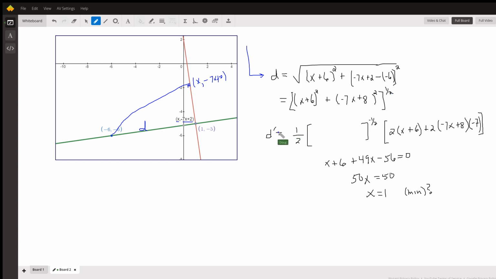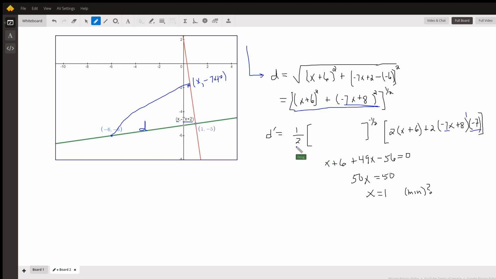If I want to find the derivative and set it equal to 0, I'm finding the critical numbers that will either minimize or maximize this distance. So power rule: move the 1/2 down front, reduce the exponent by 1, multiply by the derivative of the inside. The derivative of (x plus 6) squared is 2 times (x plus 6). The derivative of this term is put the 2 down front, -6x plus 8, reduce the exponent by 1, multiply by the derivative of the inside, chain rule, so -7.